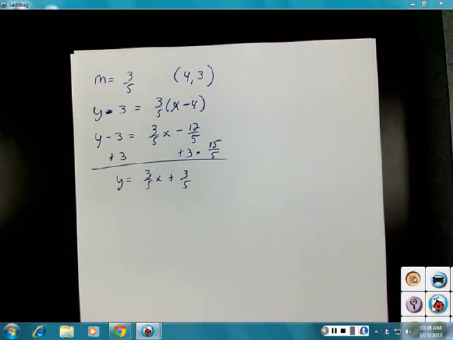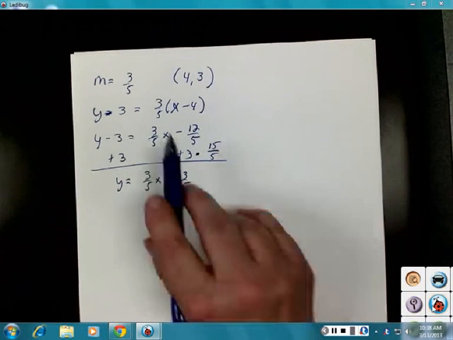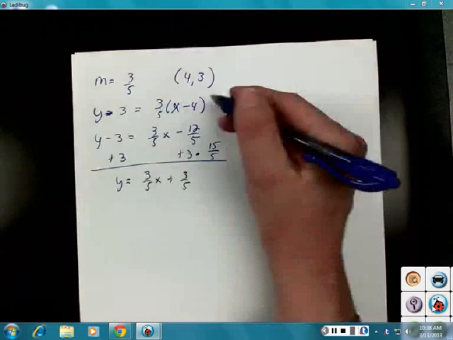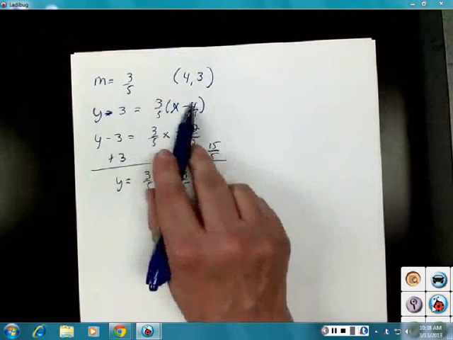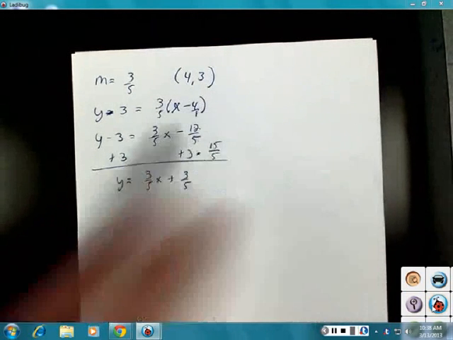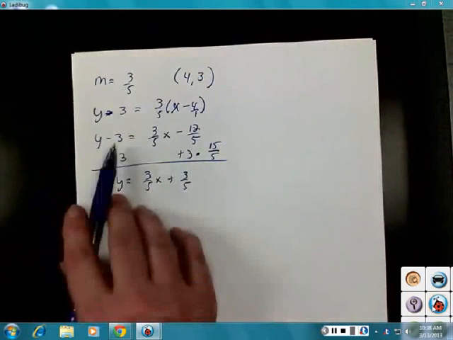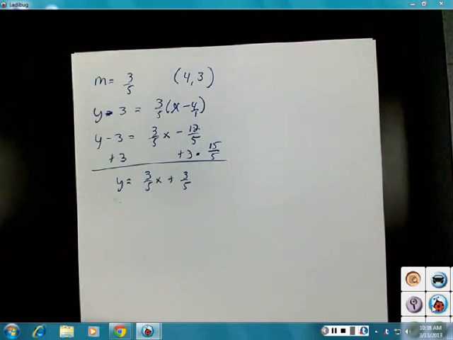Okay, so again, plugged our pieces in, distributed 3/5 times everybody. This 4 goes over top of 1, and 3 times 4 is 12. 5 times 1 is 5. So I get y minus 3 is equal to 3/5 x minus 12/5.